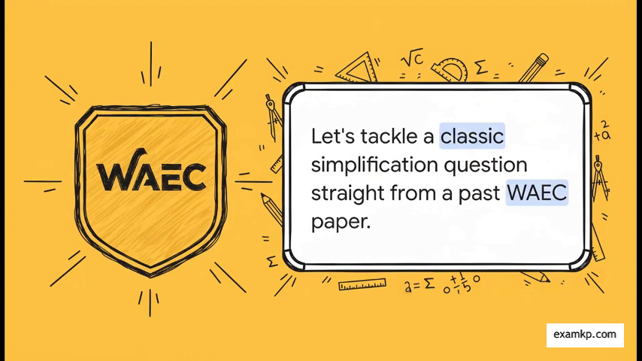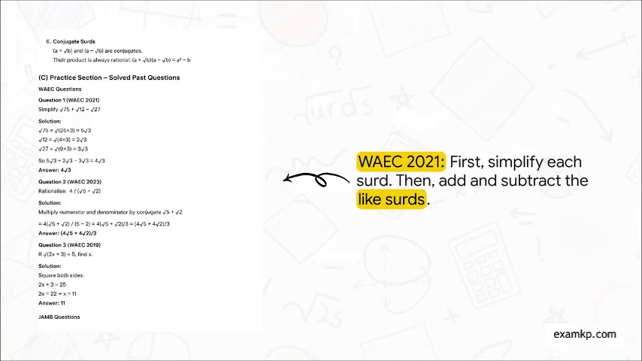Okay, first up, let's jump into a classic simplification question pulled straight from a past WAEC paper. Right, let's break down this WAEC question together. We need to simplify root 75 plus root 12 minus root 27. Now, at first glance, you can't add or subtract them because they aren't like surds. So what's our first move?